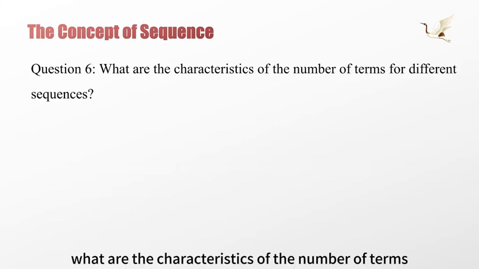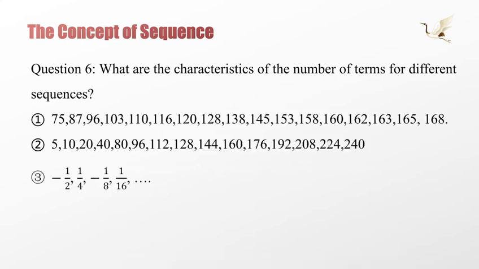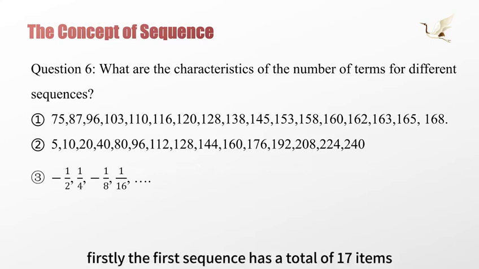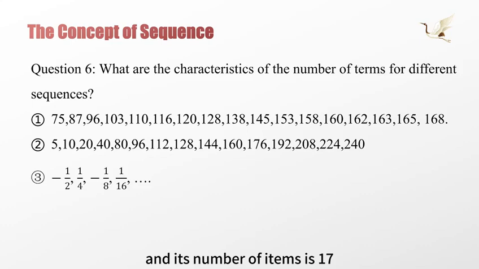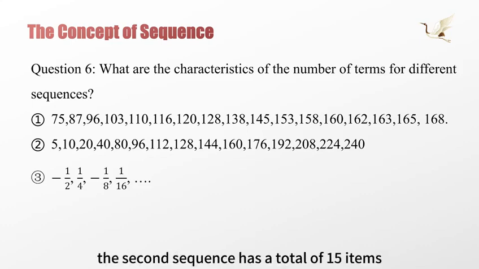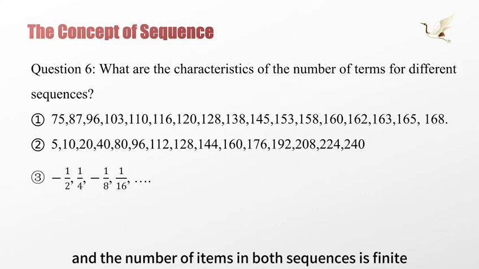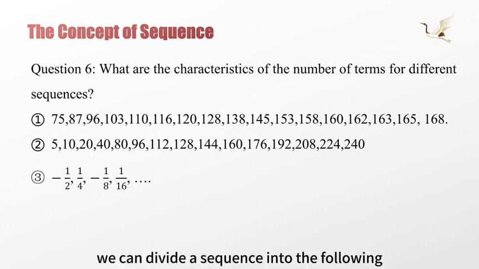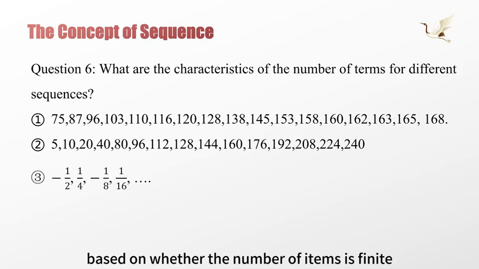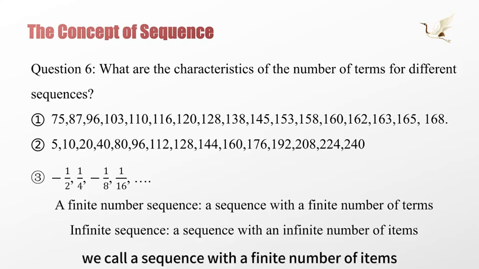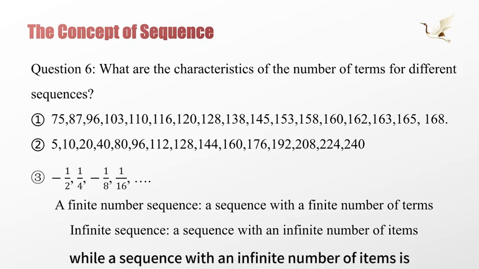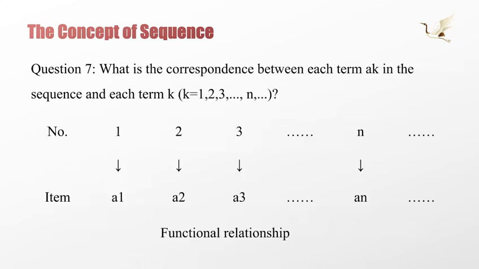What are the characteristics of the number of terms for different sequences? Let's still look at these three sequences. Firstly, the first sequence has a total of 17 items. The second sequence has a total of 15 items, and the number of items in both sequences is finite. But the third sequence is different. Its number of items is infinite. In this way, we can divide sequences into two categories based on whether the number of items is finite or infinite. We call a sequence with a finite number of items a finite sequence, while a sequence with an infinite number of items is an infinite sequence.